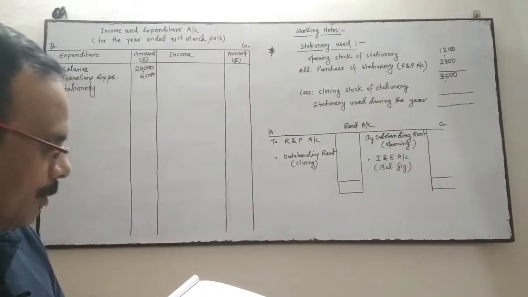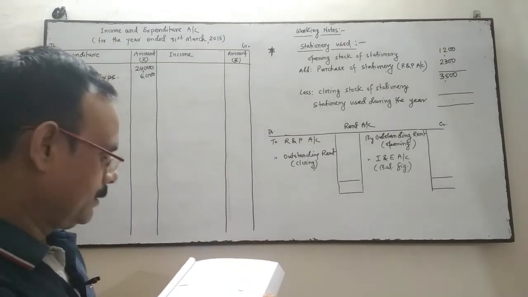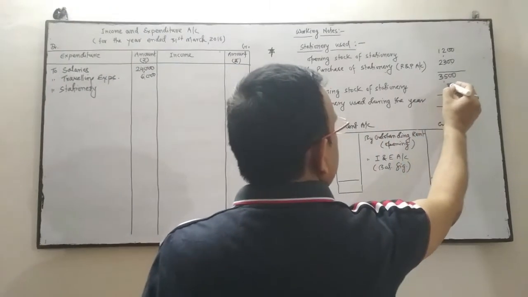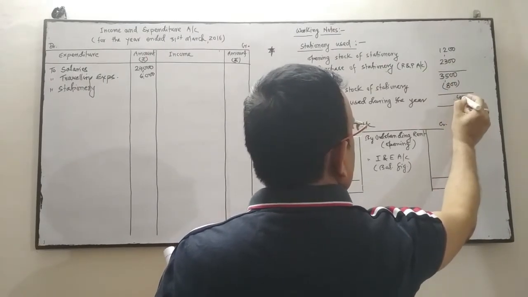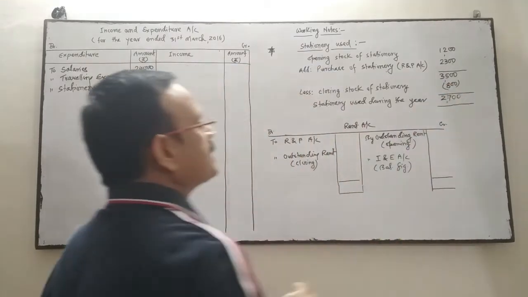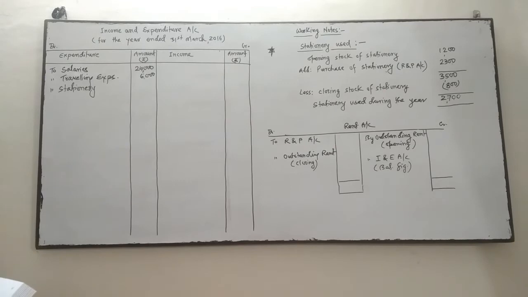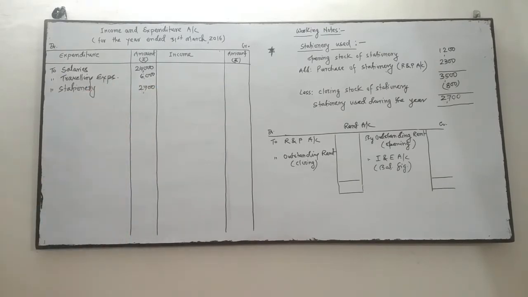And closing stock of stationery at the end of the financial year is 800, so deduct this amount. The final figure will be 2,700. This much stationery is used during the current financial year, so we will write 2,700 over here.